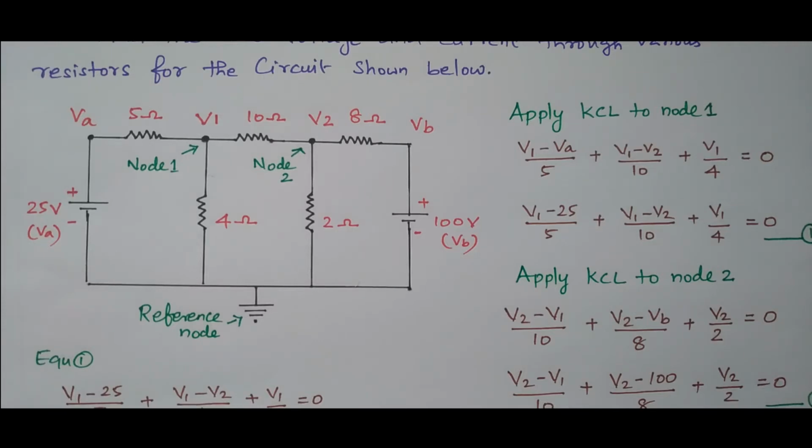So we need to assign the nodes as well as the reference node. Reference node is nothing but the common point. Normally this common point is taken as the reference node. Here the potential is 0, the return path.